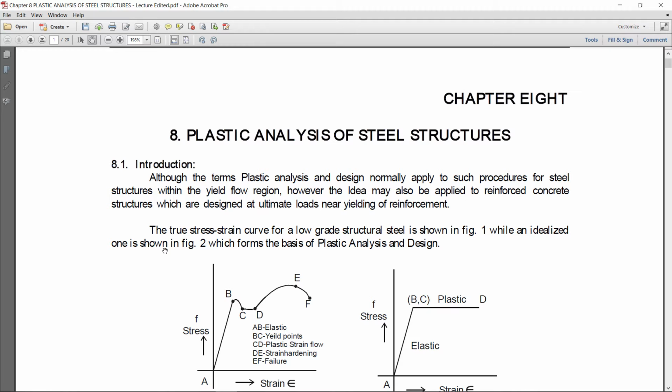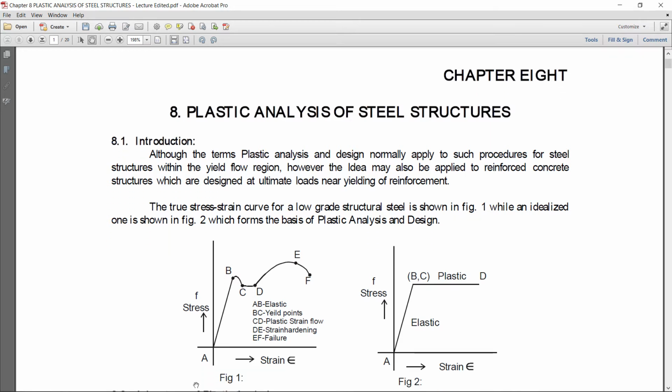Now, the true stress strain curve for a low grade structural steel is shown in figure 1. Here in figure 1, the basic stress strain curve of steel material is shown. But for plastic analysis, an idealized one is shown in figure 2. Here in figure 2, the idealized stress strain curve is shown, which forms the basis of plastic analysis and design.